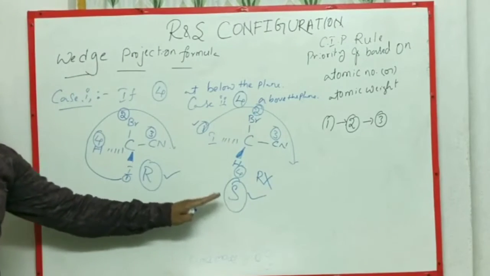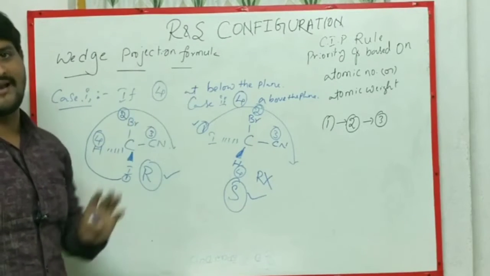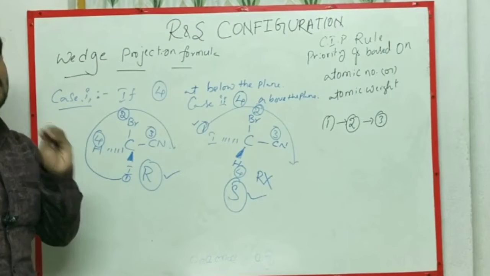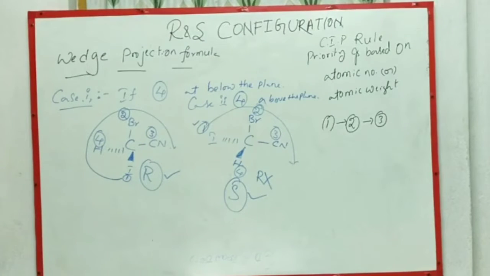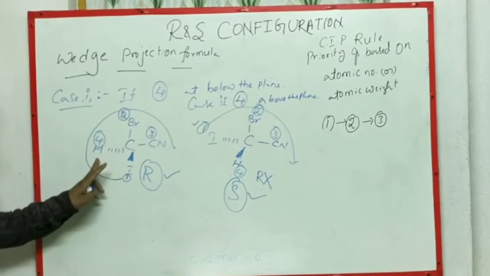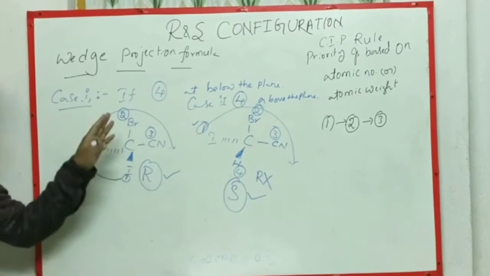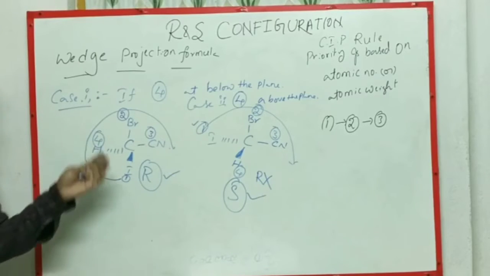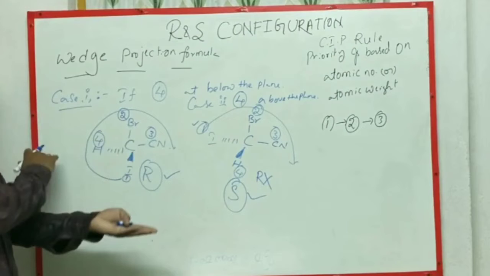R configuration is wrong. S configuration is correct. Why? Because here the fourth priority is above the plane. Are you clear? Okay. Here the fourth priority is below the plane. Which direction, clockwise or anti-clockwise? S. But above the plane, the concept will change.